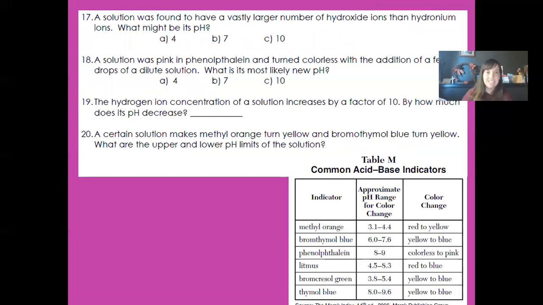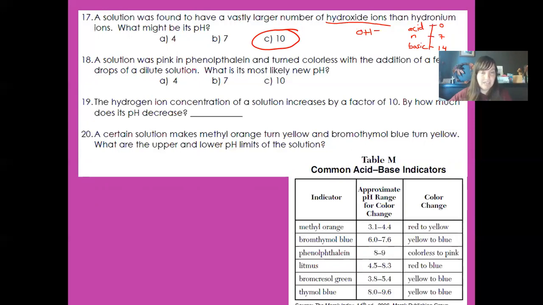All right, 17. A solution was found to have a vastly larger number of hydroxide ions than hydronium ions. What might be its pH? Okay, if the solution has more hydroxide, that means it's basic. And on the pH scale, it goes up to 14. 0, this is acid. 7 is neutral. And then anything above that is basic. So if this has more hydroxide ions, it's basic. It's something above 7. So the only answer can be C.